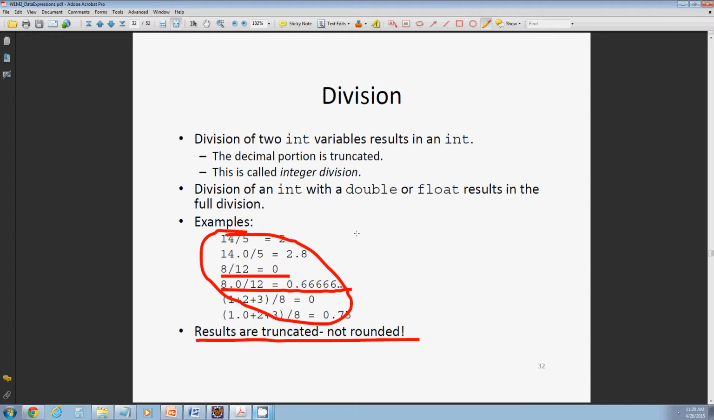So if you're going to add up three numbers and those numbers are all integers, and then you're going to take that resulting sum and divide it by some number, that's going to be integer division. And so you have to think about that in terms of what your answer is.